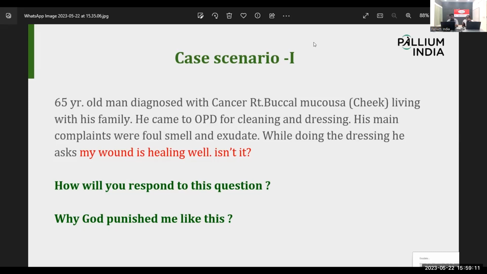So now we thank you, Ranika ma'am. So we know this is a non-healing ulcer. So we learn from the communication session: don't give false hope to the patient.